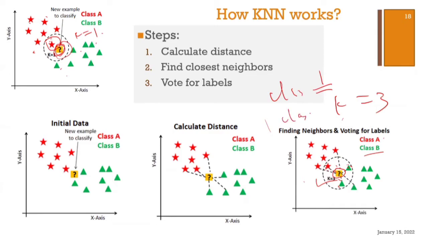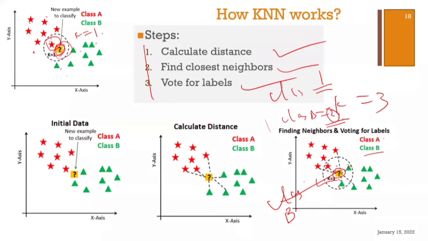From class B, it has what? 2. So the majority cast the vote, so this is majority voting. We are going to assign this one to class B. So this is simply how it works. That's why this is the generalized step for it: you calculate the distance, you find the closest neighbors, and then you vote for the labels.